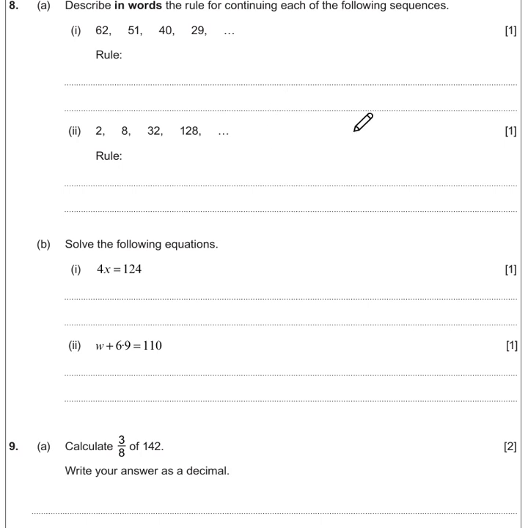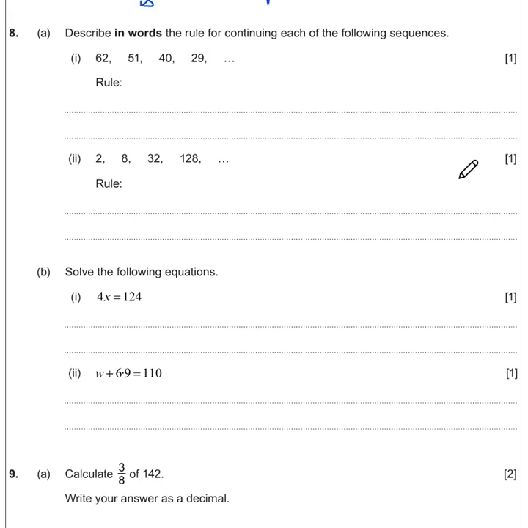Question number 8. We have to describe in words the rule for continuing each of the following sequences. So in this case, we can see that the sequence is decreasing, isn't it? It's going down. So let's just check, is it going down by a constant amount each time? Okay, so if we look at 62 minus 51, that's going to give us 11, isn't it? So to get from this term to this term, we're going to subtract 11.